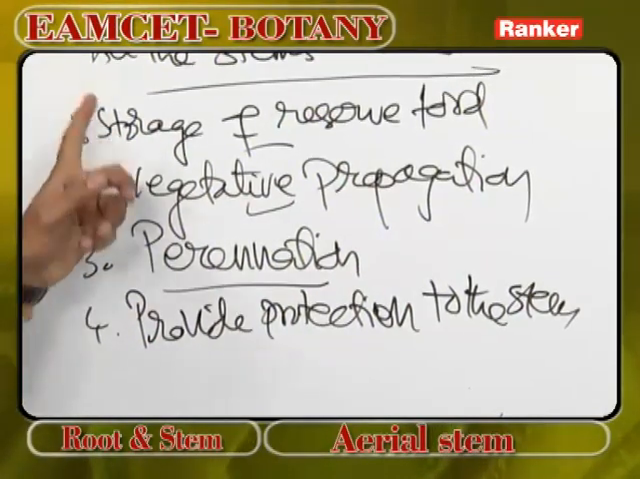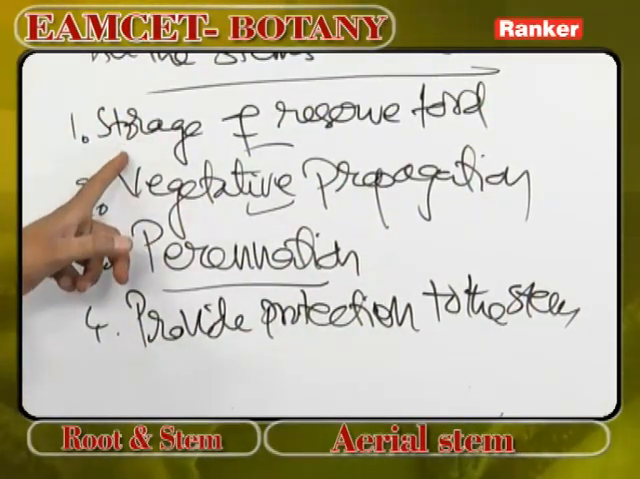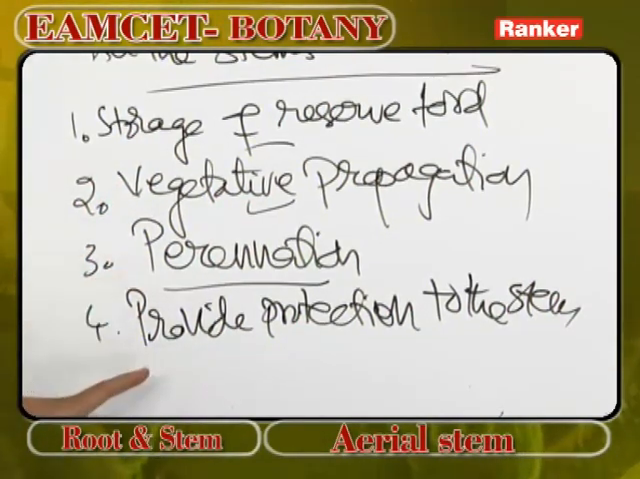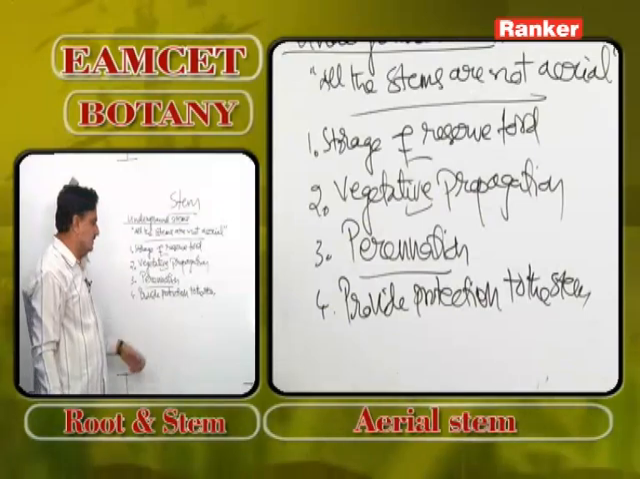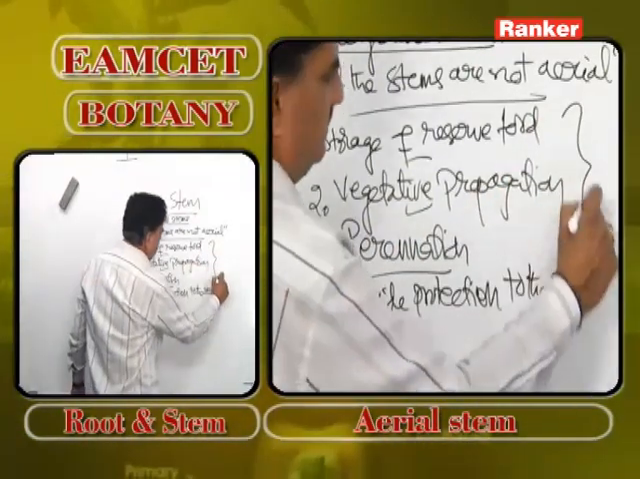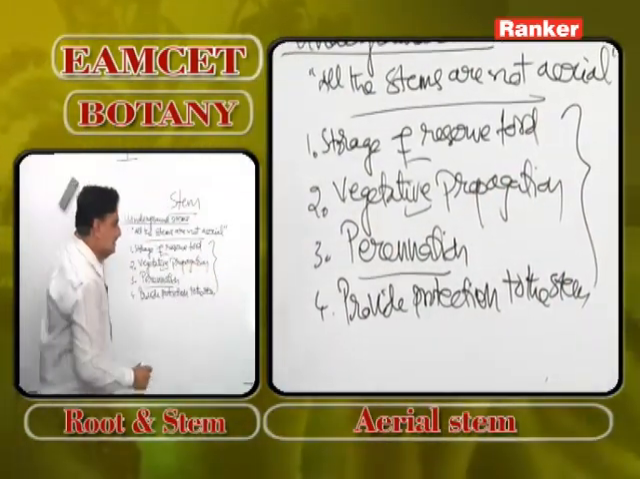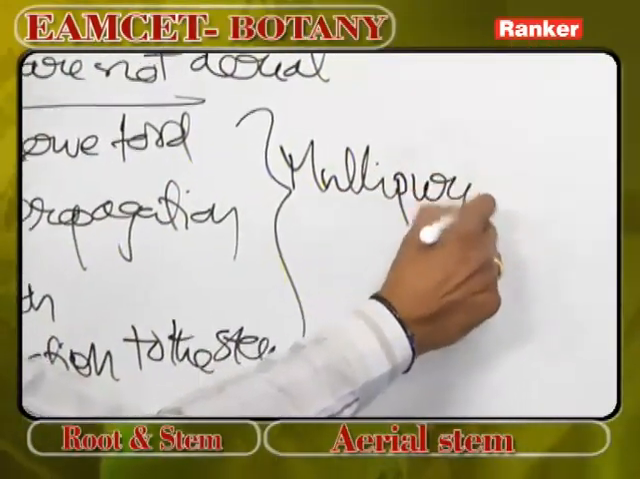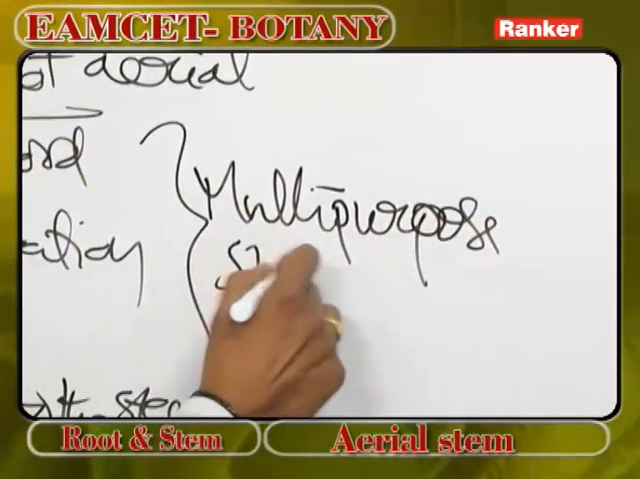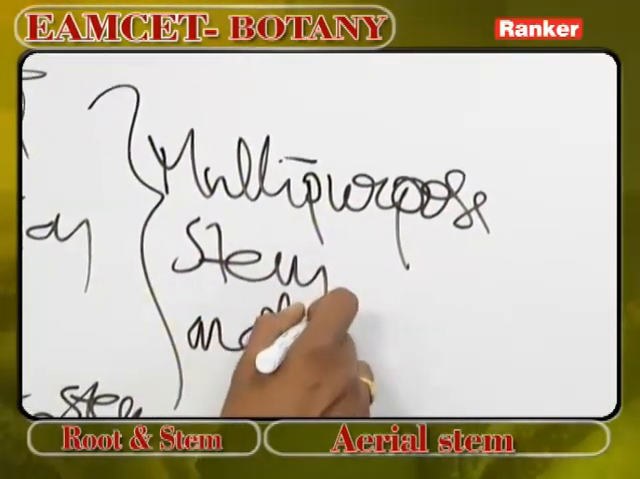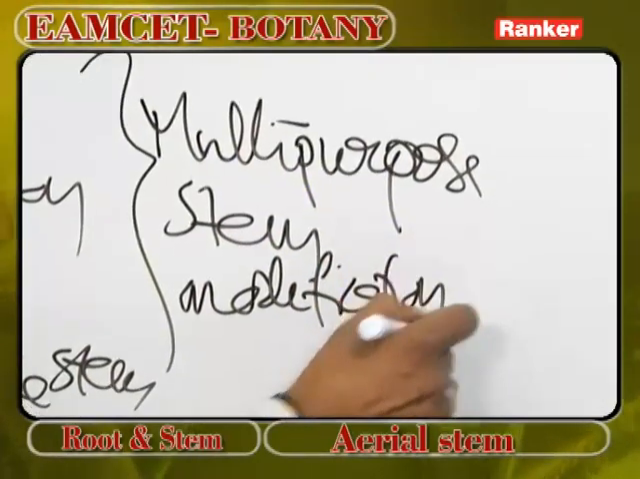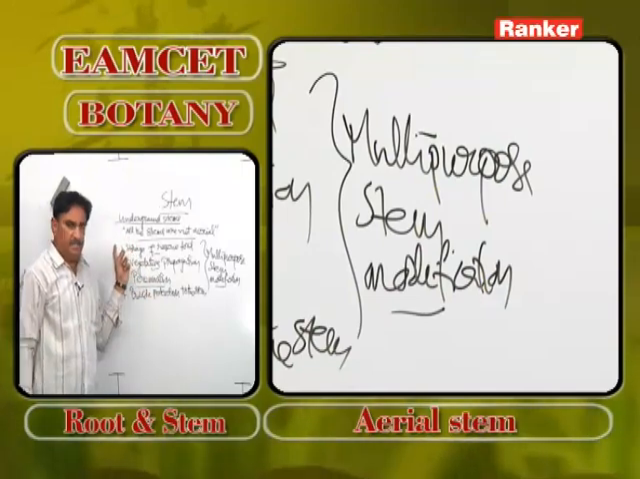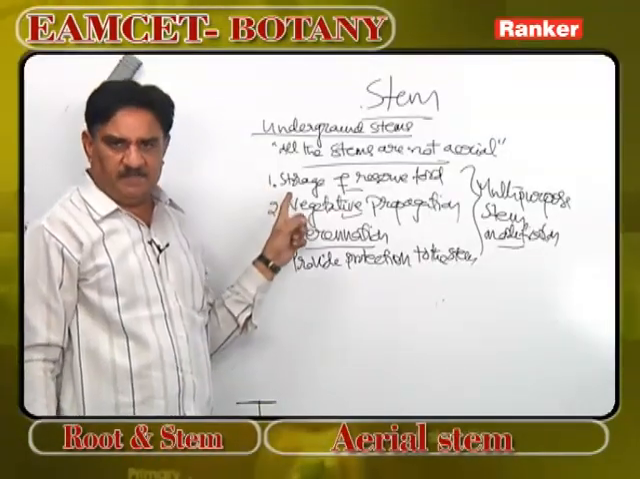A single modification does storage of reserve food, vegetative propagation, perennation, and provides protection to the main stem from grazing animals. As one modification performs this many functions, these underground stem modifications are also popularly called multi-purpose stem modifications. You cannot call aerial stem modifications multi-purpose stem modifications. Why? Because in aerial stem modifications, a tendril helps only in climbing.